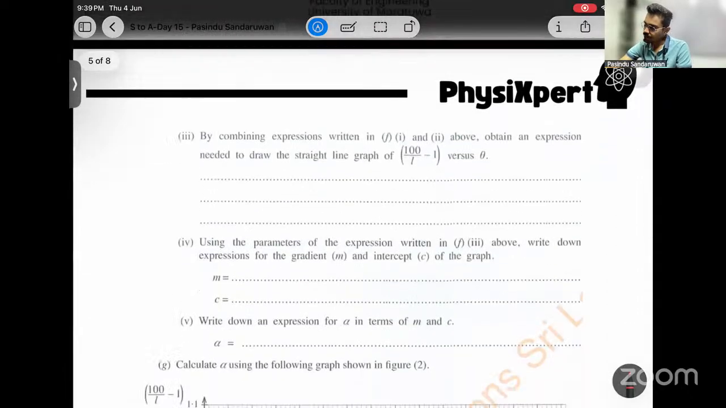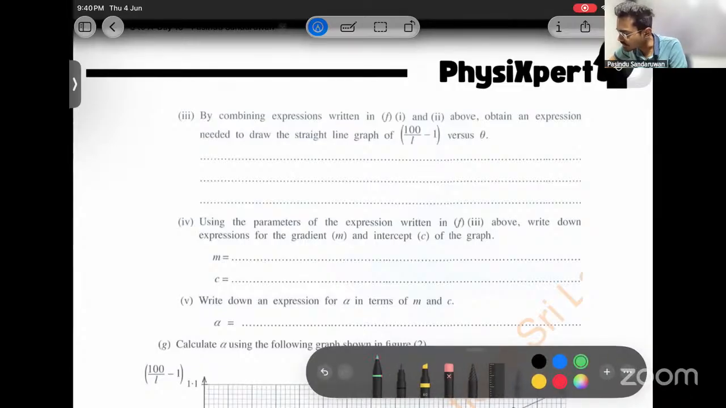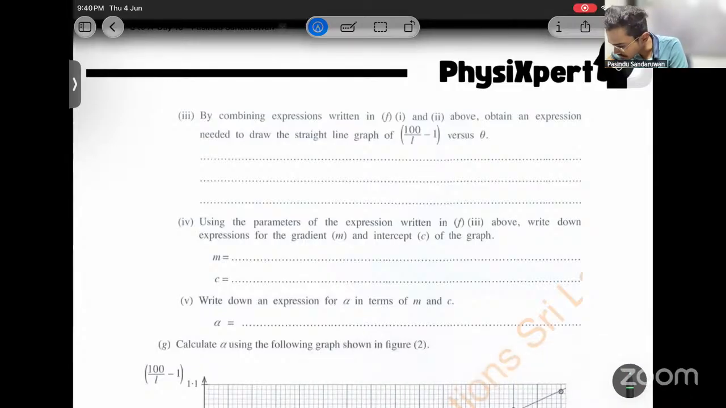Next, by combining the expressions written in parts 1 and 2 above, obtain an expression needed to draw the straight line graph of 100 over L minus 1 versus theta. Right. 100 over L minus 1 is going to be the y-axis versus theta. That is the hint given. This is going to be our y-axis, and this is going to be my x.